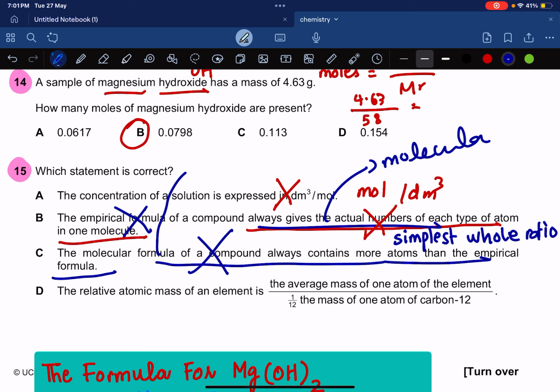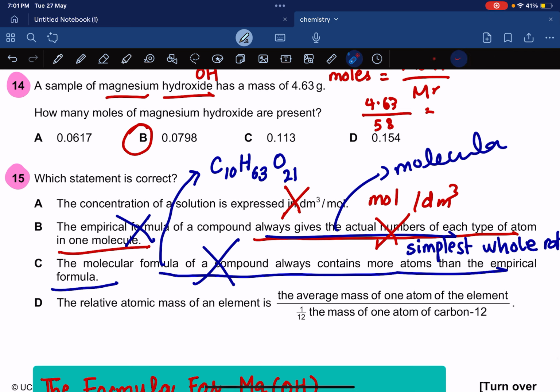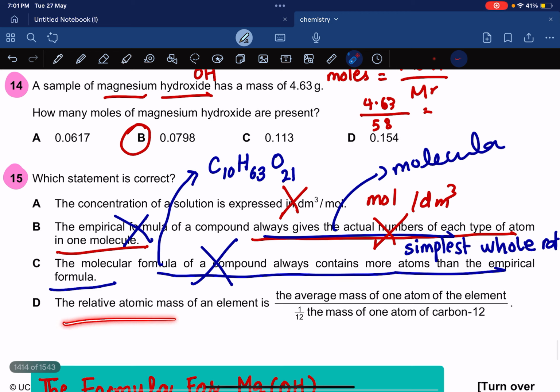Some compounds can have the same molecular and empirical formula. For example, I give you a compound like C10H63O21. So now tell me what's the molecular formula. This is the molecular formula. What's the empirical formula? It's going to be the same thing, because these cannot be reduced any further. So this statement is incorrect. Sometimes they are equal. The relative atomic mass of an element is the average mass of one atom of that element divided by 1/12 of the mass of a carbon-12 atom. Considering that all these statements are wrong, D has to be the correct option.